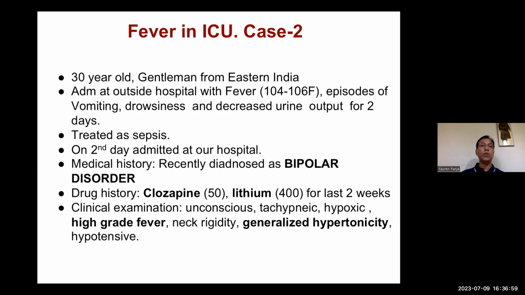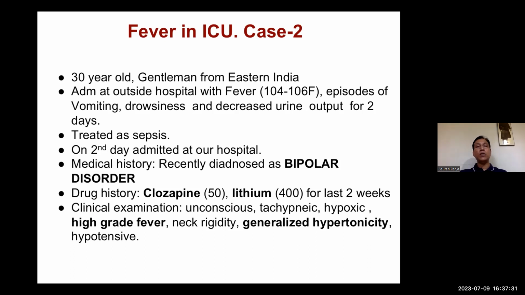So this young male patient with very high temperature during the summer season, when admitted at the outside hospital locally, was initially diagnosed as a case of sepsis. Accordingly, on the line of sepsis, the patient was being managed with antibiotics, IV fluids, and other things. The patient was transferred to our hospital after almost 48 hours of therapy there. Then we took the medical history and other history also.